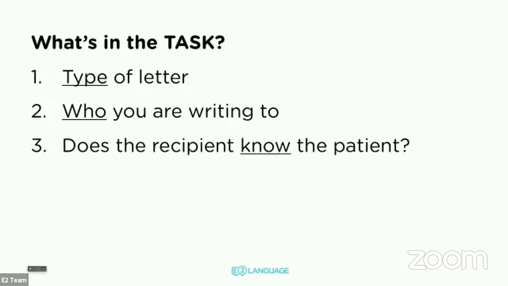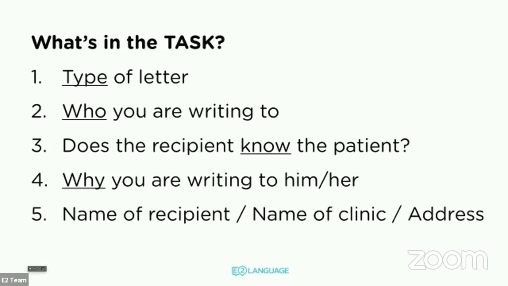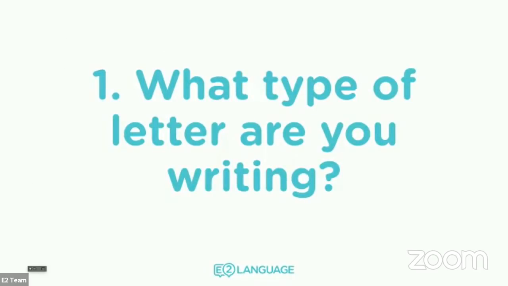The task will tell you whether or not the recipient knows the patient, which is critical information. Does that dermatologist, for example, know the patient, or is it the first time you're introducing the patient? The task will tell you why you're writing to the dermatologist. And the task will also tell you the name of the recipient, the name of the clinic, and the address. All of this information comes from that little bit at the end of the case notes, right down the bottom, that says the task.